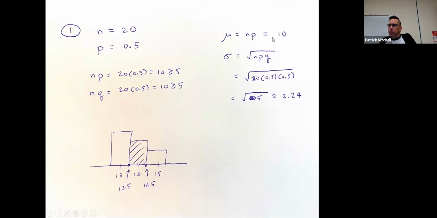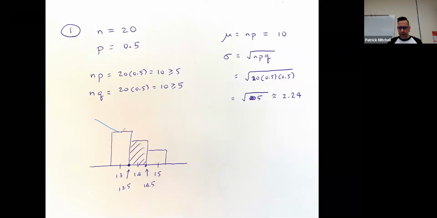Mu is n times p, which is 10. Sigma is the square root of n times p times q. N times p times q is 5, and the square root of 5 is about 2.24. When I get ready to sketch my normal distribution, again imagining my normal curve fitting over this histogram, exactly 14 means exactly 14. It does not include 13, does not include 15. So when I shade under my normal distribution, I'm going to shade between 13.5 and 14.5.